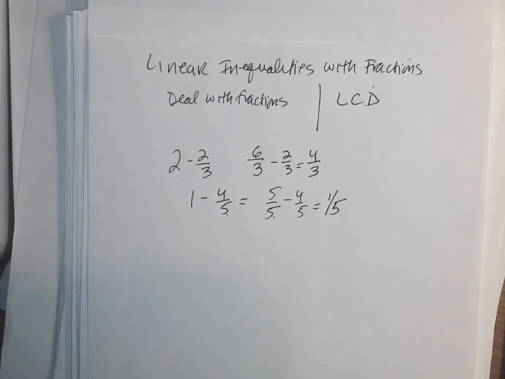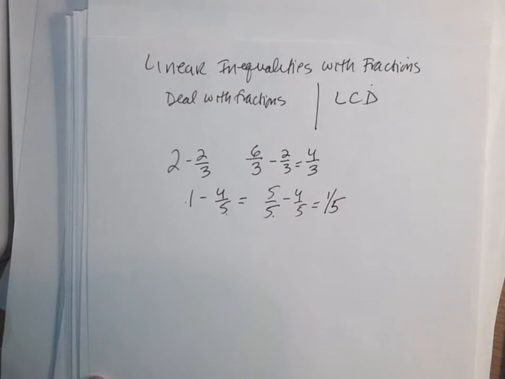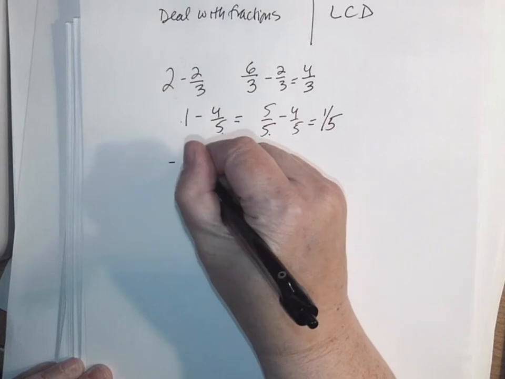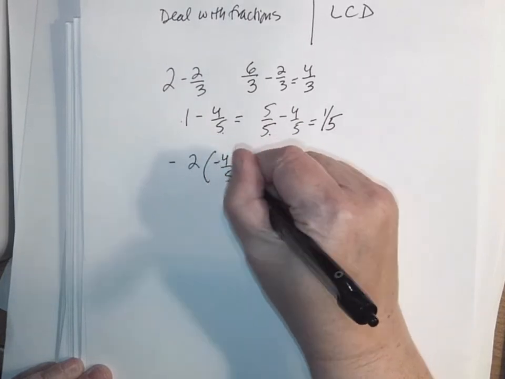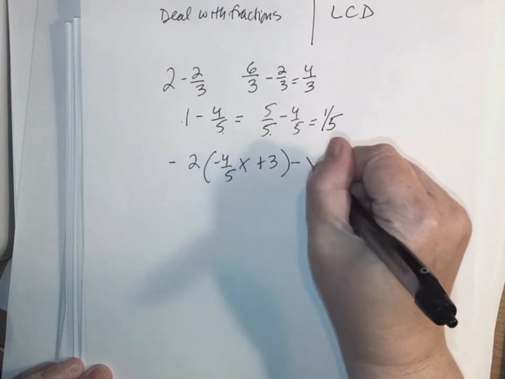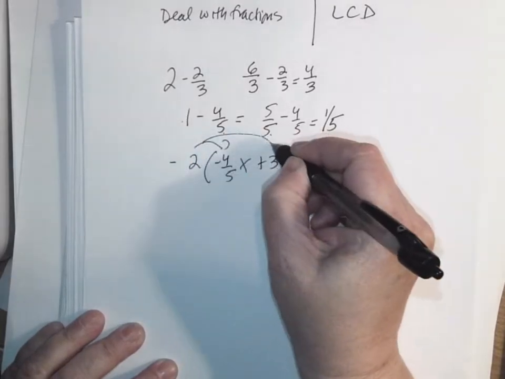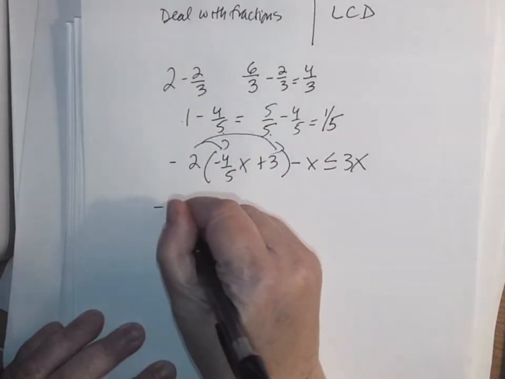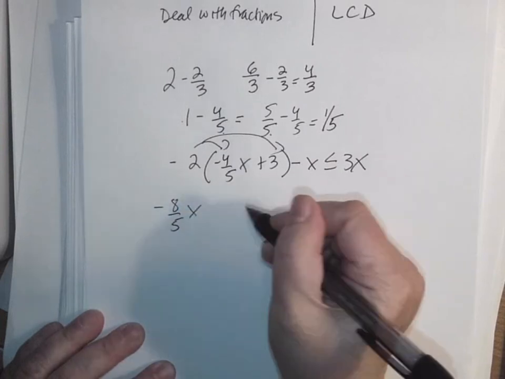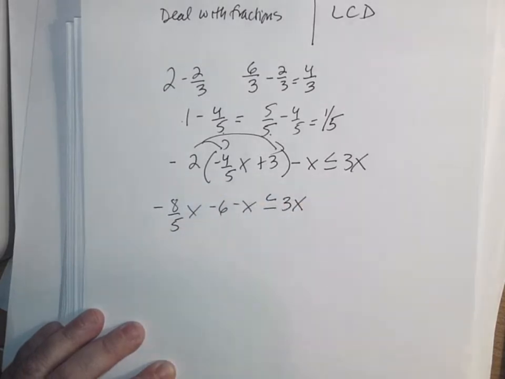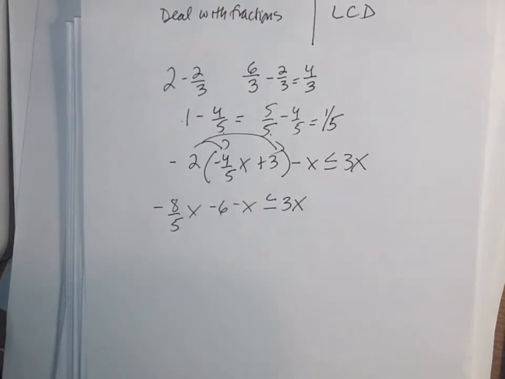Kind of a quick review over the little fractions, but this one over here, you're going to have to deal with it. So let's take a look at the problem, and we'll solve this problem both ways. So we have a negative 2 times a negative 4/5 x plus 3 minus x is less than or equal to 3x. It looks kind of similar to the problems that we were doing where you have to do the distributive property first, and that's the first thing I'm going to do. I'm going to multiply that by each of those. So this becomes a negative 8/5 x minus 6 minus x less than or equal to 3x. So what I want to be doing now is I want to combine those x's on the left side, right?